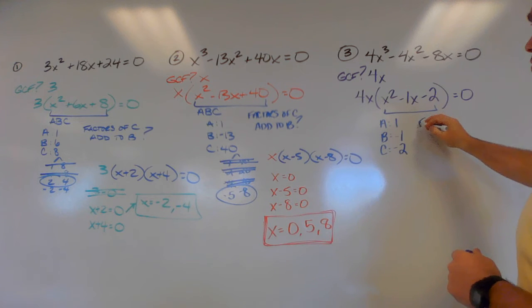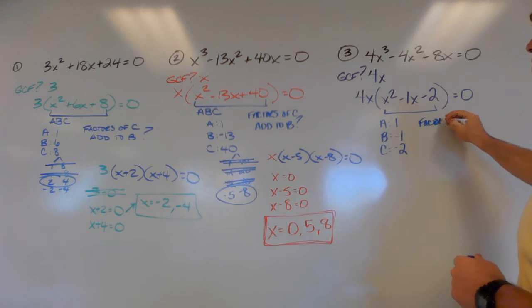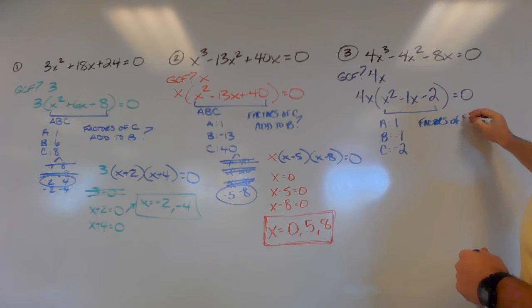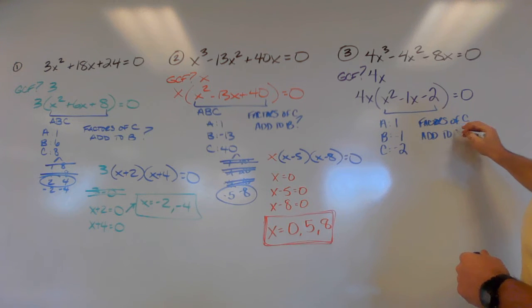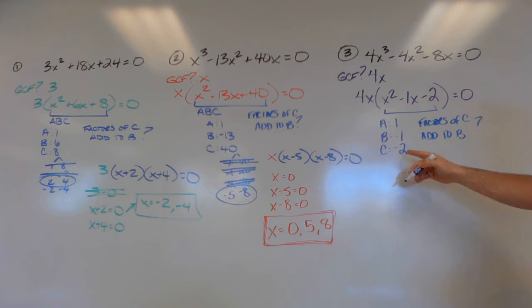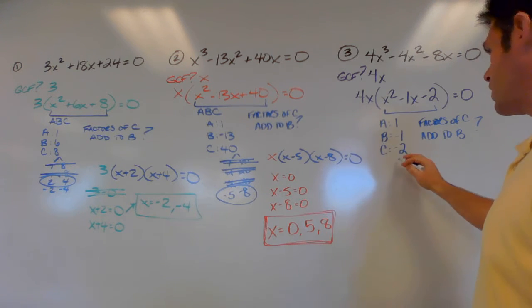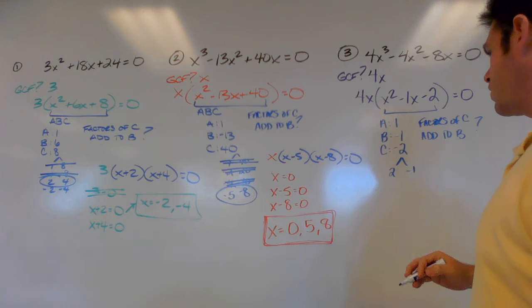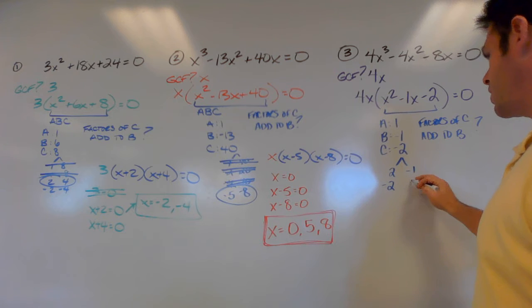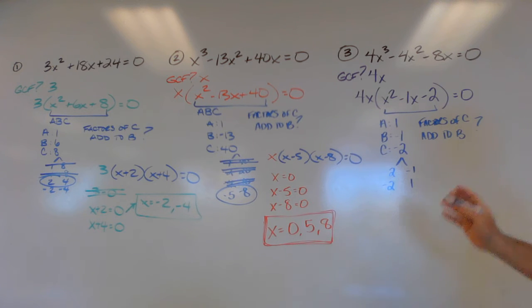Trying to figure out what are those factors of C that add to B. Not going to have too many factors here because negative 2, and it is negative 2, that's important to note. We would have 2 and negative 1, and negative 2 and positive 1. And that's as far as we can go with factoring that C value there.